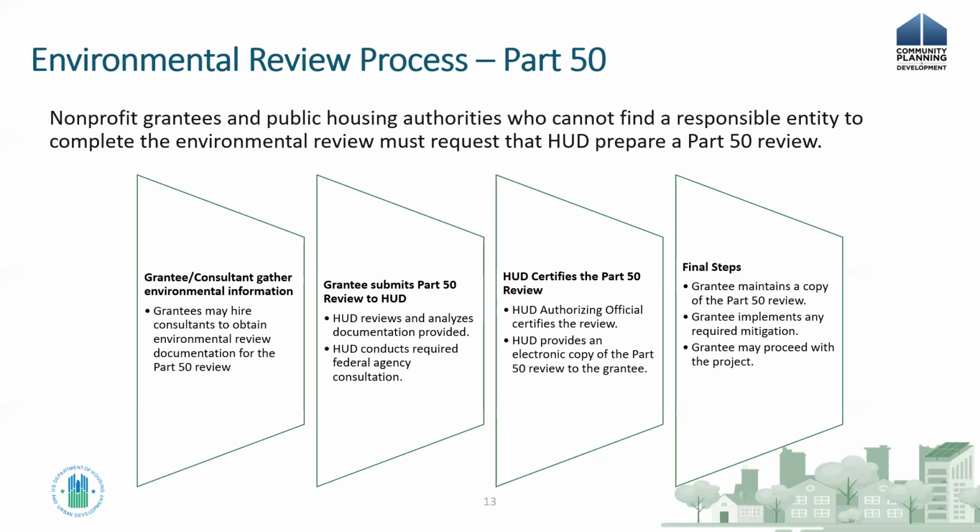Once the environmental review has been approved and the grantee has a copy of the environmental review record that has been approved, the grantee may proceed with the project. But again, as you notice in that final step, they must also implement and monitor any mitigation that's prescribed by the environmental review. So if under Part 50 and HUD is conducting the review, HUD will inform the grantee if there are any mitigation measures that need to be implemented. Mitigation describes an effort that agencies must make to avoid or minimize the environmental impacts resulting from the project.